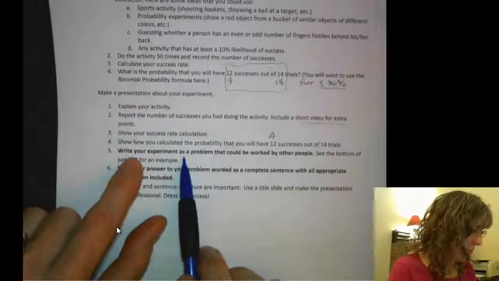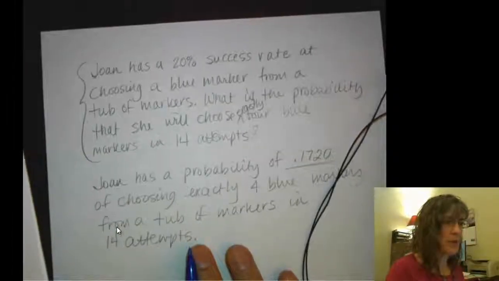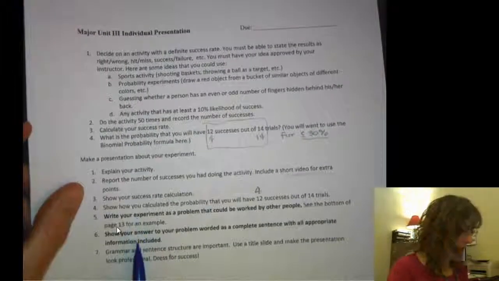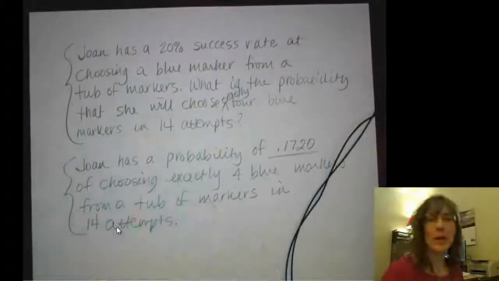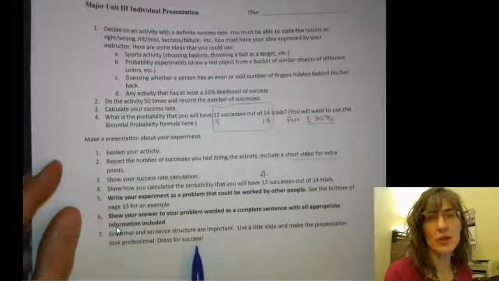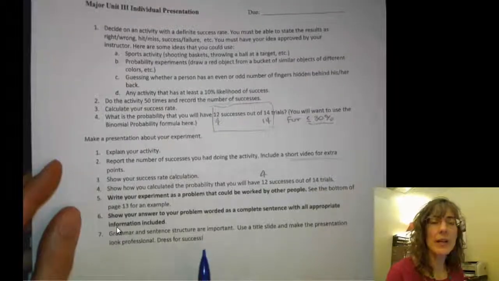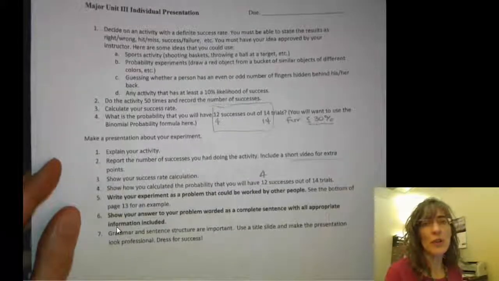And then write your experiment as a problem that other people could work. That would be this part right here. So I wrote my experiment as a problem someone else could work, and that was number 5 here. And then number 6, write your answer out. So write an answer to it as a complete sentence, and that would be this part right here. That's my answer. And then make sure you pay attention to grammar and sentence structure. If you're using PowerPoint, it has a spell checker and a grammar checker, and I encourage you to use it, including on your titles, because I notice a lot of you are messing up on those.